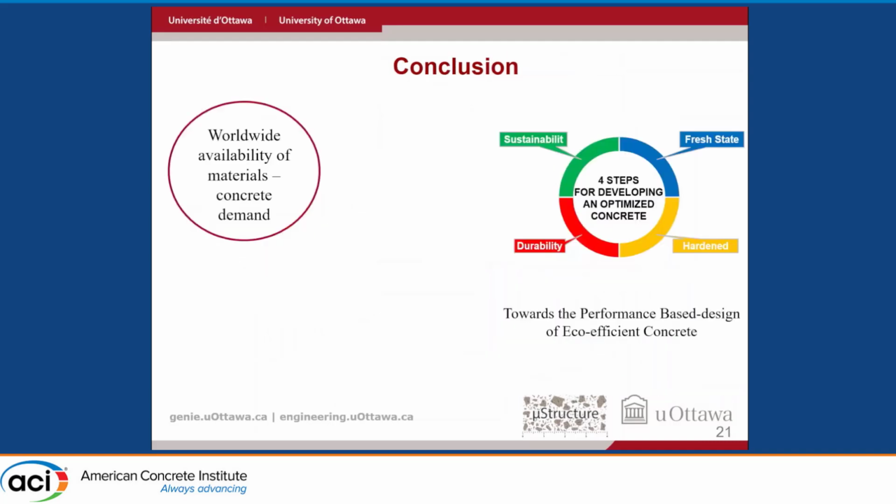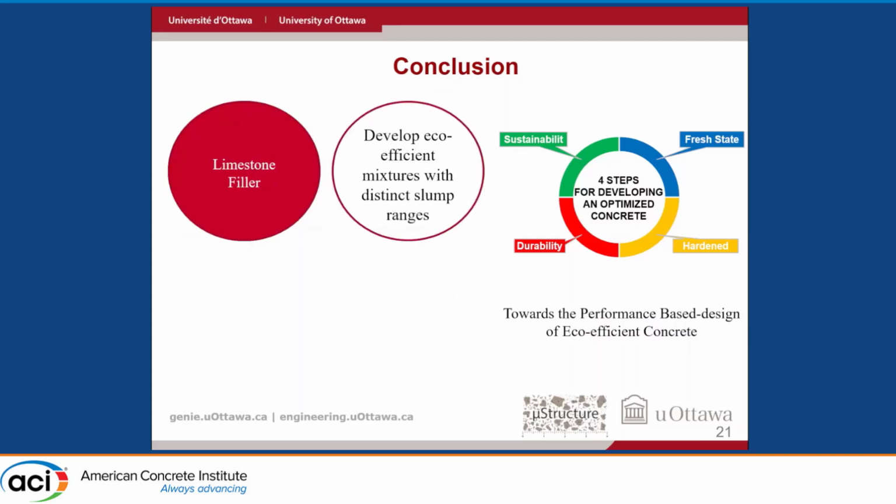So, in conclusion, on the one hand, most of the supplementary cementing materials that we are using are getting scarce, so we need to find other solutions. There are good opportunities with the use of clays and fillers, especially limestone fillers. We can develop eco-efficient mixtures with distinct slump ranges. Sometimes we feel like, oh, we are reducing cement, we are taking out the lubricant from the mix, so perhaps we cannot reach levels of flowability. This is not true, we can.